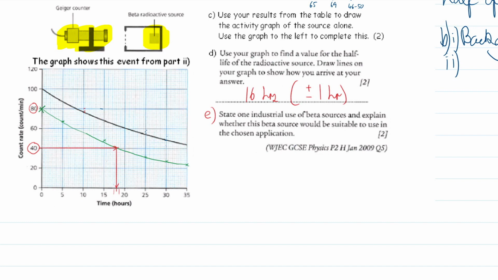So 1 mark for stating the right use. That's monitoring and controlling the thickness of aluminium or another material. For the second mark, you need to say no, it's not suitable because the half-life is too short.